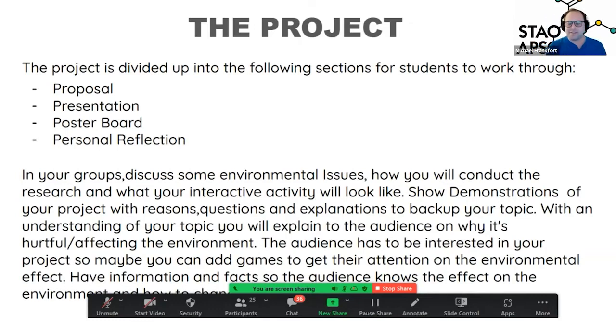So the project that I'm going to talk to you about involves 4 different sections to it. One would be a proposal. One would be a presentation, some type of poster board, could be physical, could be virtual, whatever, and then some type of reflection. And for the presentation and or poster board, I usually ask the students to create some type of interactive exhibit, interactive display, so that it's not just about throwing a slideshow on behind and having the students present. It's more about engaging people in some type of activity. So you can see here, it talks a little bit about demonstrations, reasoning for your thinking and stuff.